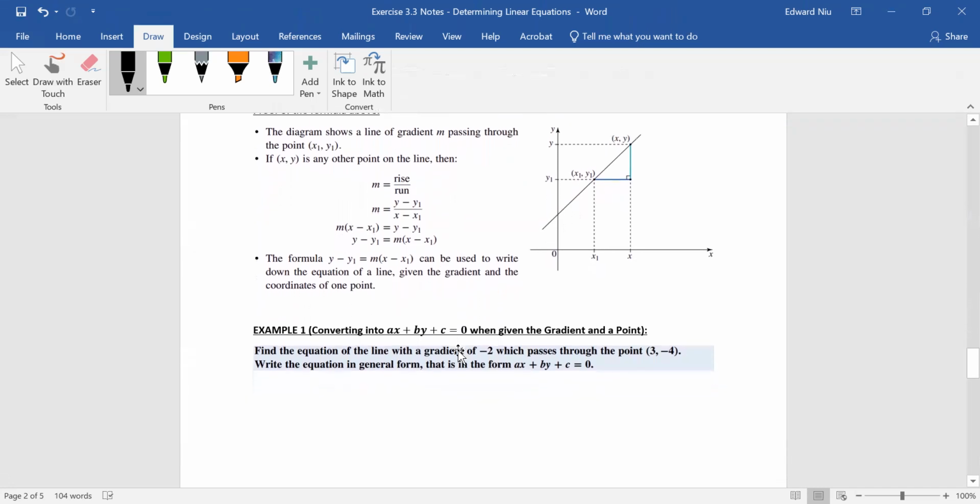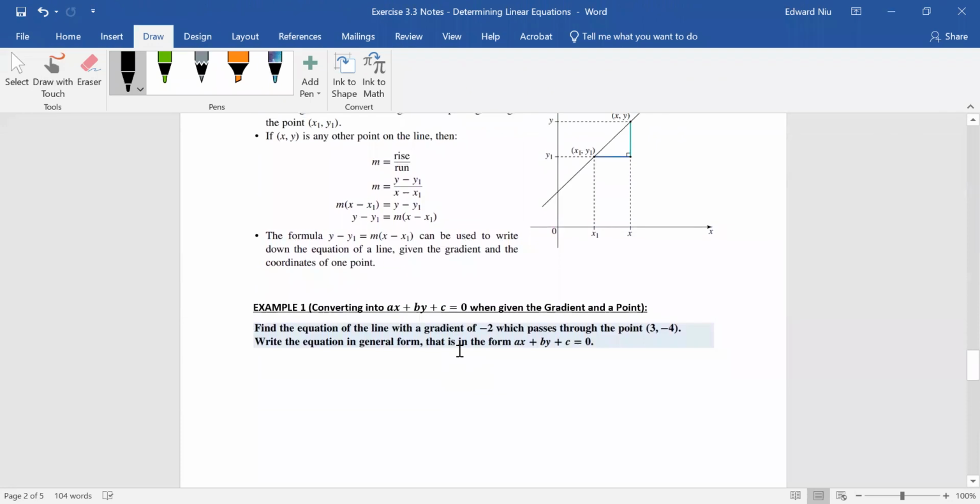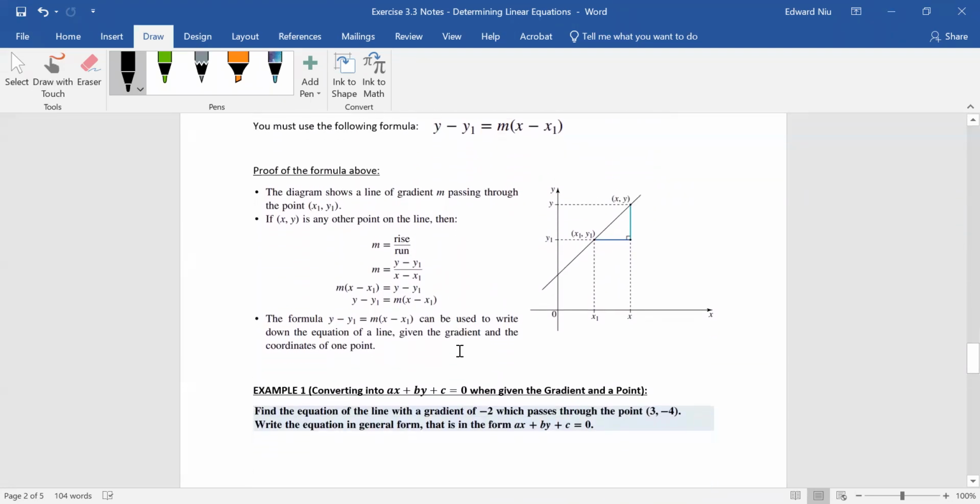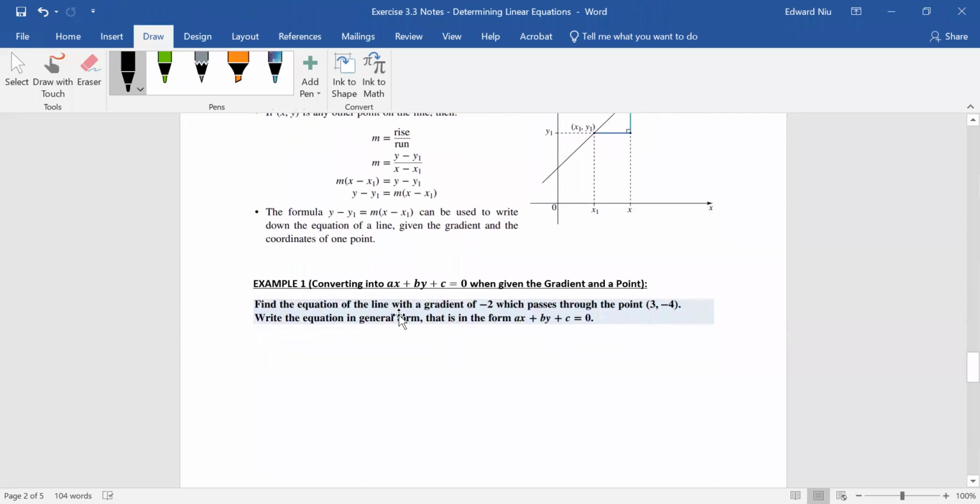So, example 1 here. We've gone back to example 1 because this is a different segment. We're converting into ax plus by plus c equals 0 when given a gradient and a point. Find the equation of the line with a gradient of -2, which passes through the point 3, -4, and write the equation in general form, that is ax plus by plus c equals 0. So what we do is underline the key information. We know the gradient is -2 and we know there's a point.